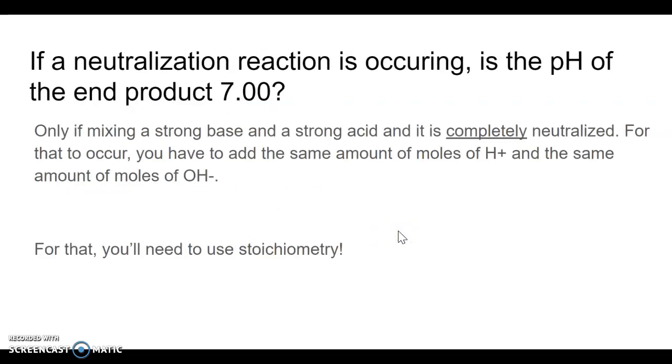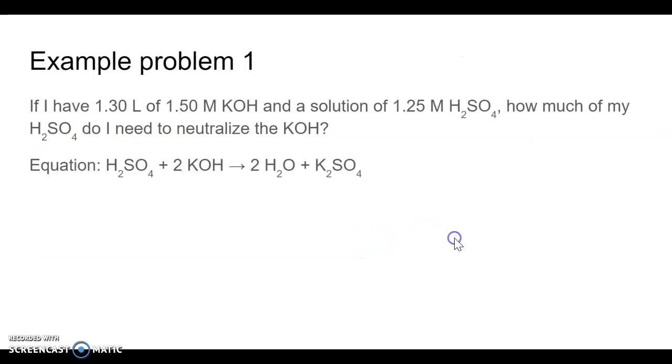We use the word neutralization reaction, so we know that a neutral solution has a pH of 7. We're only going to have that happen if you mix a strong base and a strong acid and it's completely neutralized. So you have to add the same amount of moles of H plus and the same amount of moles of OH minus. So we're going to do a little stoichiometry to show that.